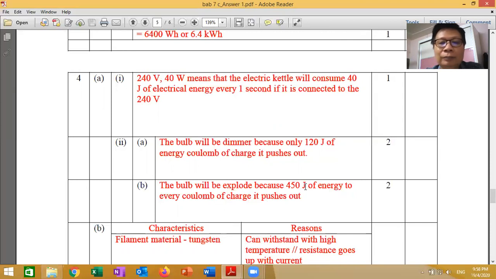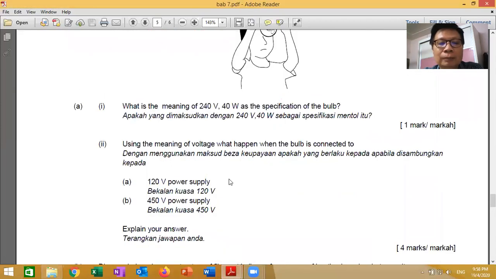So remember now, 450 joule of energy produced in 1 second will become very hot. Then the pressure inside the bulb is too high, so it will explode. Okay. All right. Next.